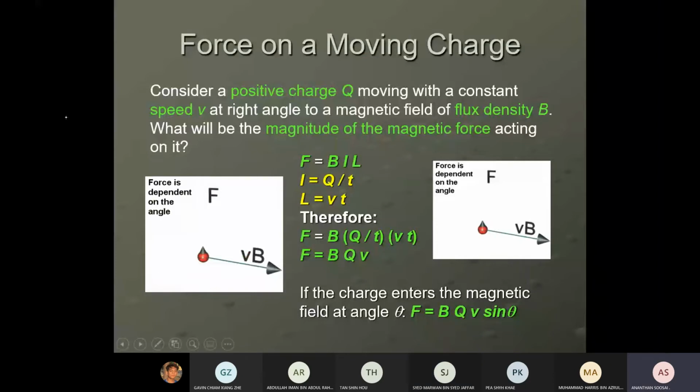So you see this diagram, the first one. In the B and v, as the angle between them gets smaller, the force direction never changes, still upwards, but the magnitude drops. Okay, move on.